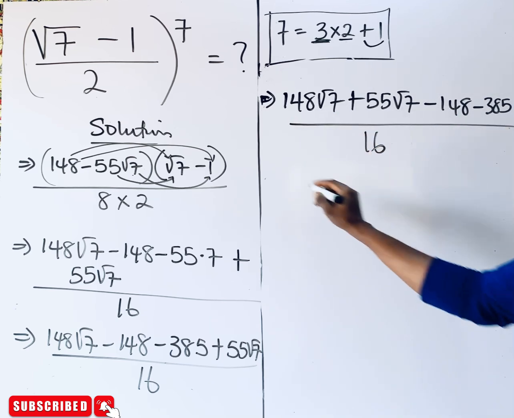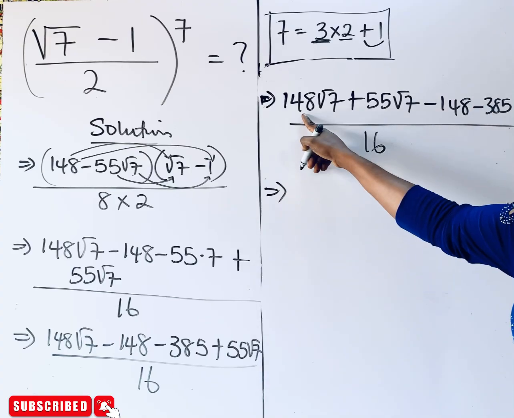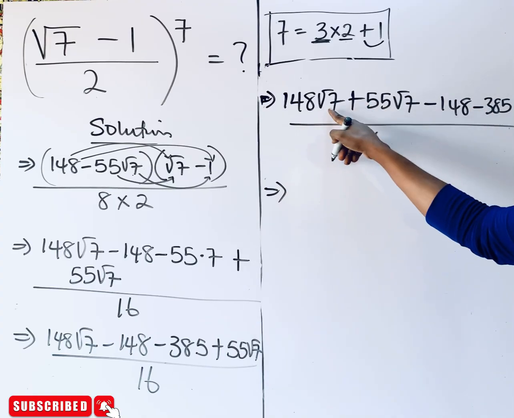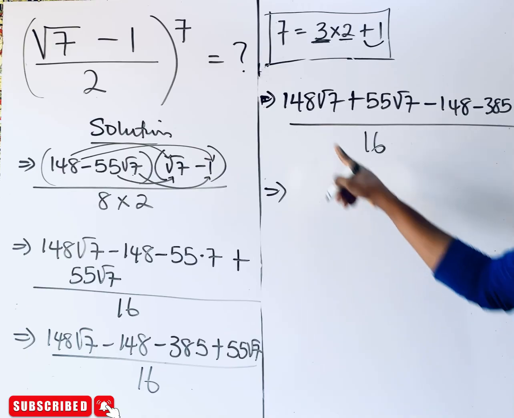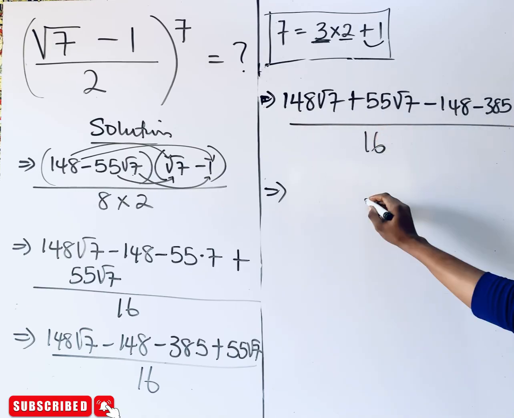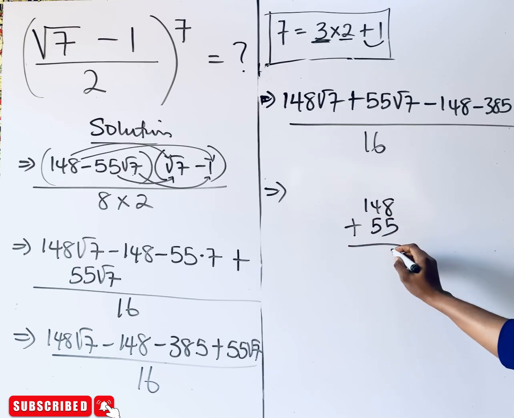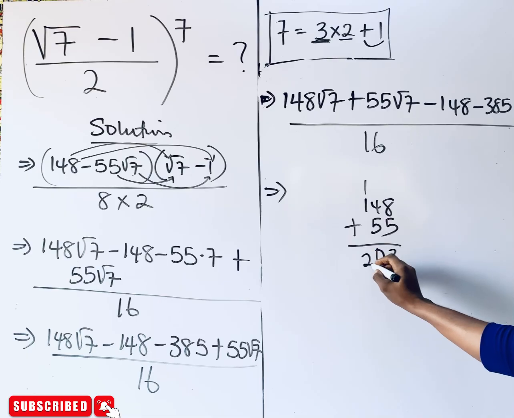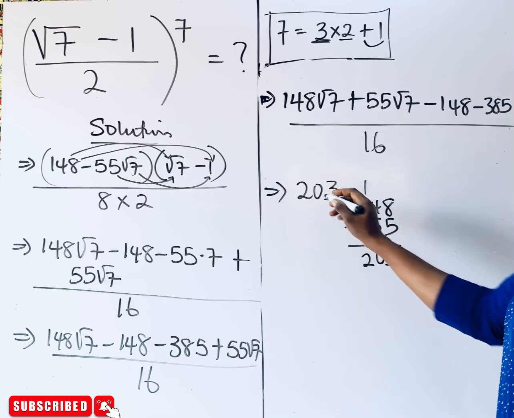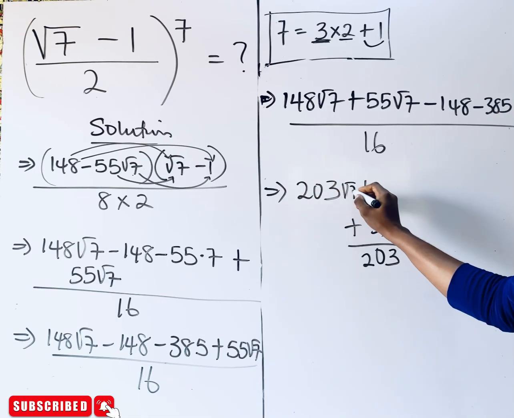Now, what do you do again? This is going to give us, you can easily add their coefficients since their radicals are the same. So add 148 and 55. So we're going to have this, okay, add this. This will give us 13, take 1. This will give us 10, take 1, we have 2. So we're having 203 root 7, okay?